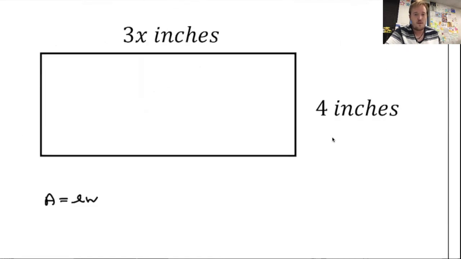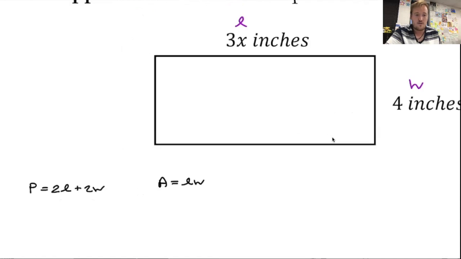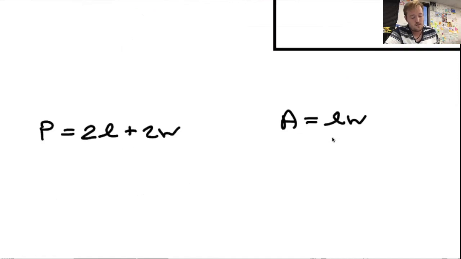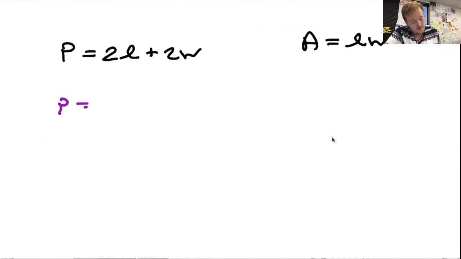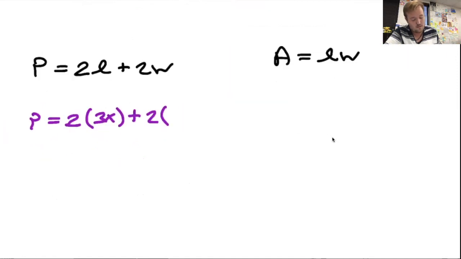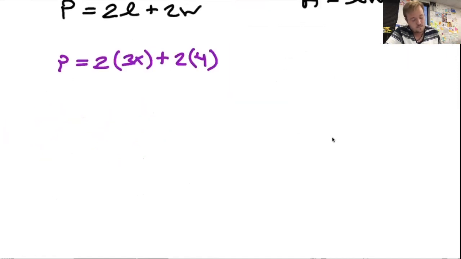So it doesn't really matter which one you say is which. I'm just going to say this top one is my length. I'm going to say this bottom one is my width. So I'm going to take both of those values and just plug them into their respective place. So for the perimeter, I'm going to do 2 times 3x plus 2 times my width, which is 4. So I'm going to multiply the 2 and the 3 together. So I get 6x plus then 2 times 4, which gives you 8.